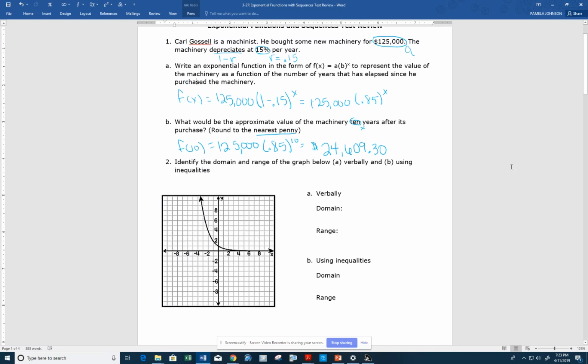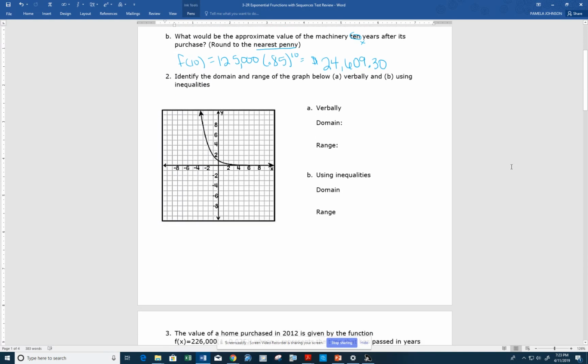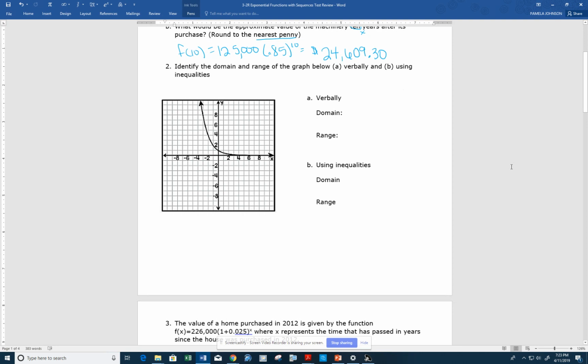When we look at problem 2, we're asked to identify the domain and range of the graph. Now, if we look at this graph, there's no situation that's being addressed here. There's nothing telling us that cupcakes are baking or that something is going down in value. All we have is just a regular graph. As a matter of fact, there are even arrows at both ends of the graph to tell us that it keeps going in both directions. So we're going to do domain and range both verbally, meaning in words, and in inequalities. So we're going to use symbols.